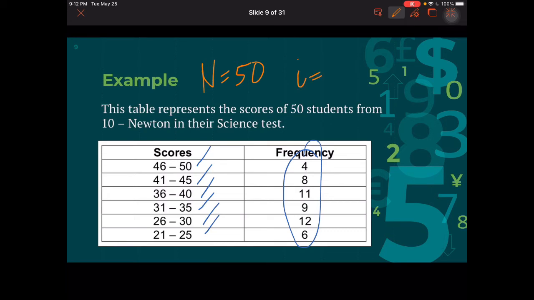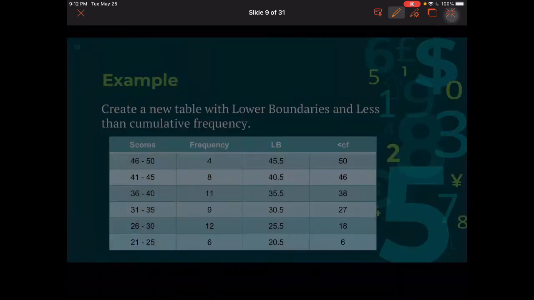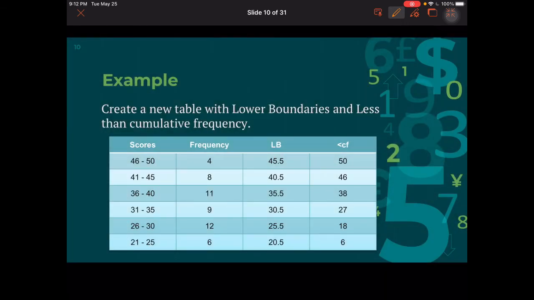And then, your class interval, how many scores are there in each class? So, we're going to count. We have 46, 47, 48, 49, 50. So, ang class interval po natin ay 5. Okay? So, now that we have identified these things, we are now going to make your frequency distribution table. How are we going to do that? We're going to add 2 columns. 1 column for your lower boundary and 1 column for your cumulative frequency.